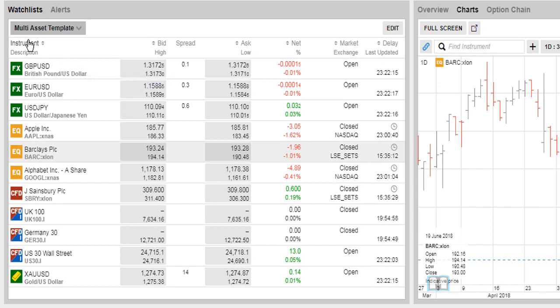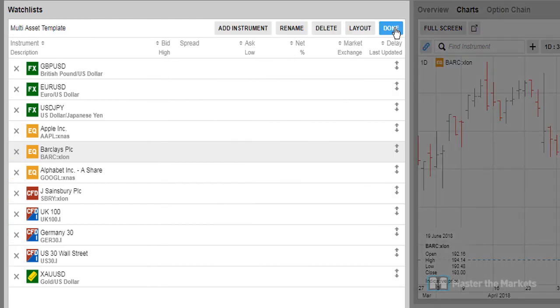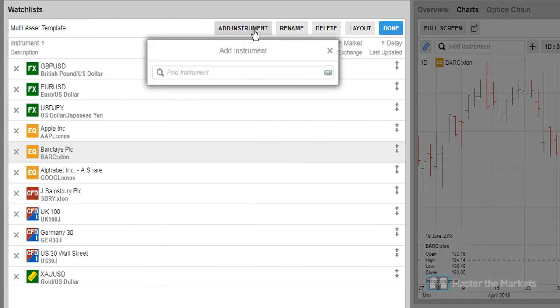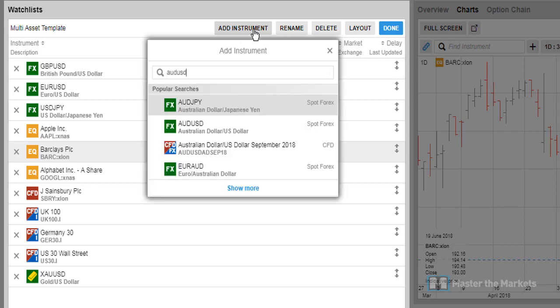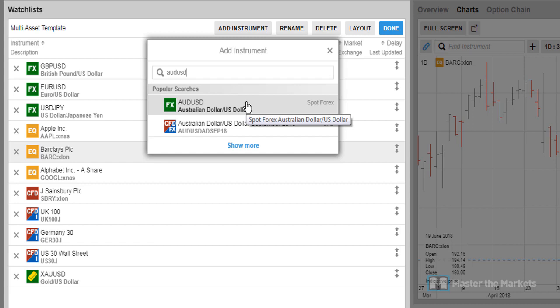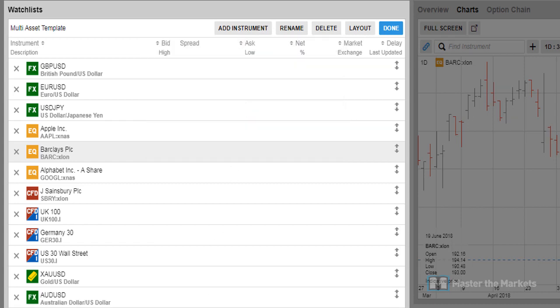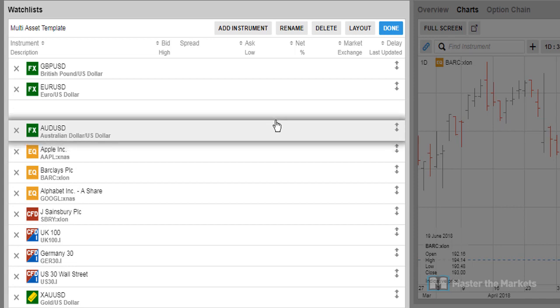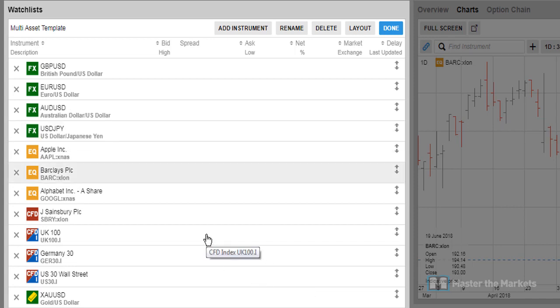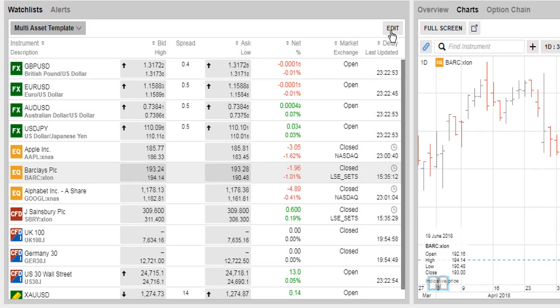All you actually really need to do is click on edit, add instrument, and then of course it's going to give you the opportunity to find the instrument, and I'm just going to type in AUD USD. And then you can see spot forex of the Aussie dollar just there is the one that I want to trade. And then I'm just going to move that up because I like them to be in order. So I'm just going to drag that and drop it. There you go. And then of course I've got all of my currency pairs in order. I'm just going to click done. So that's set up nicely.